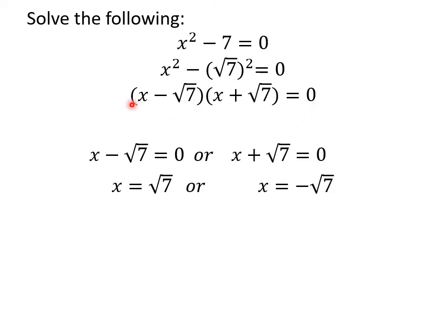So the first factor is equal to 0 or the second factor is equal to 0. The solution is x equals radical 7 or x equals negative radical 7.